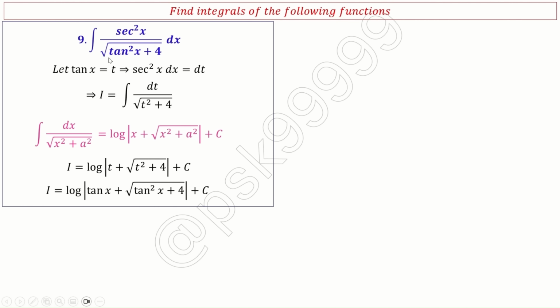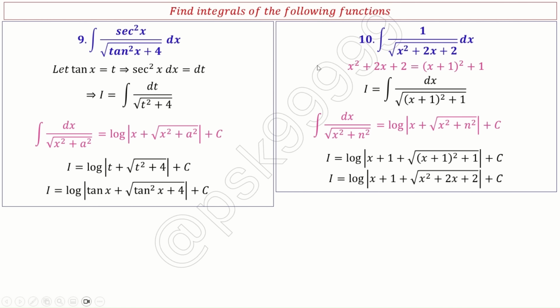Secant square x divided by square root of tan square x plus 4. So obviously this is first to be converted into a standard form, which is, if I take tan x as t, secant square x dx is dt. So integration is nothing but integration of dt by square root of t square plus 4, which is in this form. The answer is log of t plus square root of t square plus 4 plus constant. So if I substitute t equal to tan x, this will become log of tan x plus square root of tan square x plus 4 plus constant.